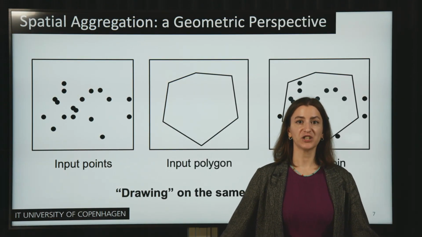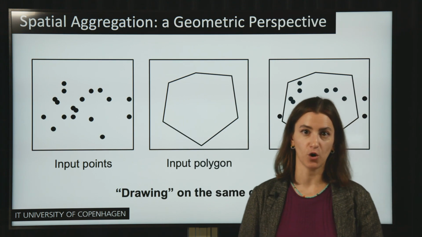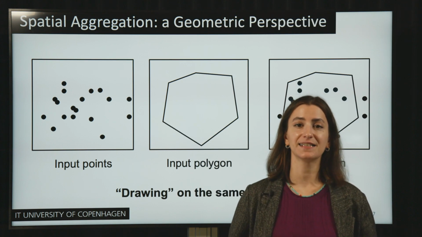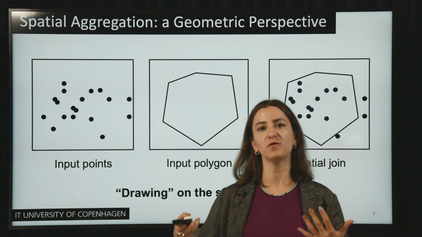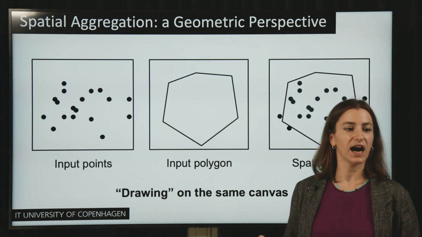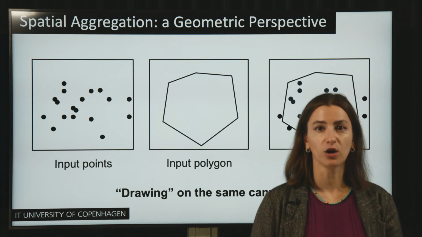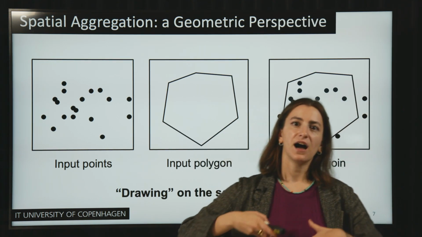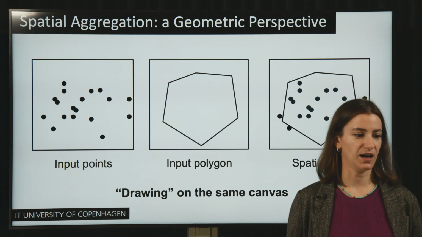To solve this challenge and achieve interactivity, in our work we took a fundamentally different approach. We abstracted spatial aggregation queries as graphics operations. Essentially, we observed that the spatial join between a point dataset and a polygon dataset can be considered as drawing these two datasets on the same canvas and then observing their intersections. This is just a high-level idea, of course. You'll understand it better when I explain more.